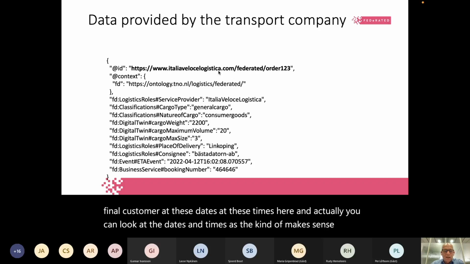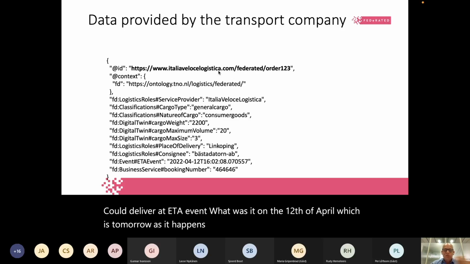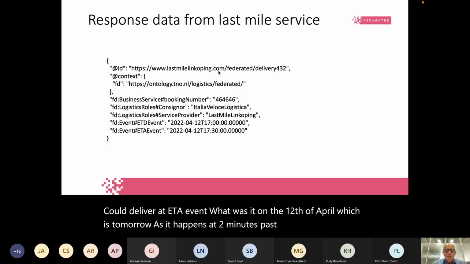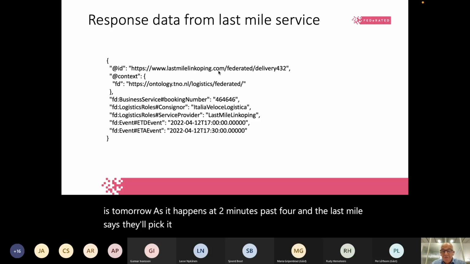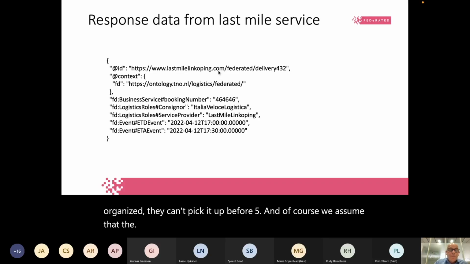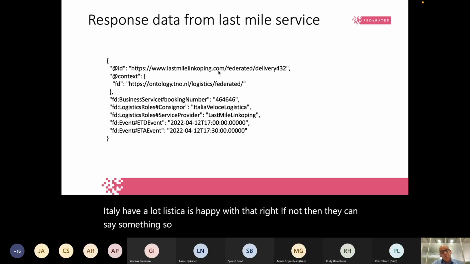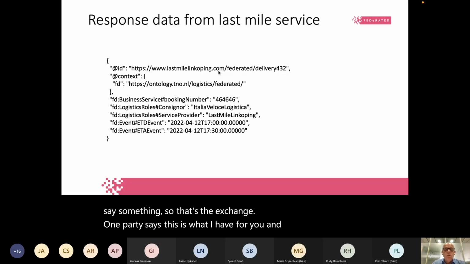The previous one expected to deliver at ETA event, what was it, on 12th of April, which is tomorrow as it happens, at 2 minutes past 4. And the last mile says they'll pick it up at 5. Okay, probably the way that they're organized, they can't pick it up before 5. And of course, we assume that Italia Veloce Logistica is happy with that, right? If not, then they can say so. So that's the exchange. One party says, this is what I have for you, and the other says, this is what we're going to do with that.